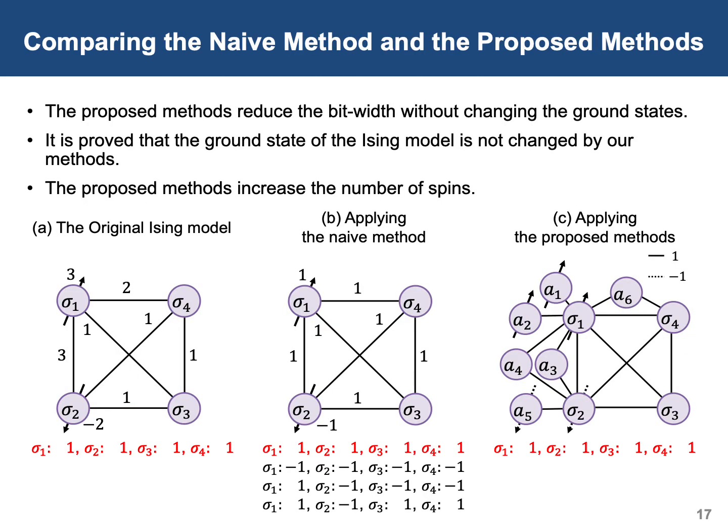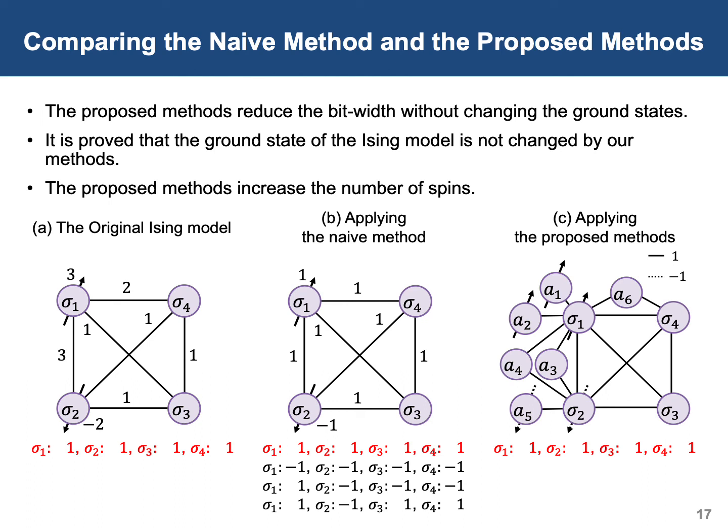This slide compares the naive method with the proposed method. The proposed method reduces the bit width without changing the ground states. It is proved that the ground state of the Ising model is not changed by our methods. This slide shows an example of reducing the bit width.